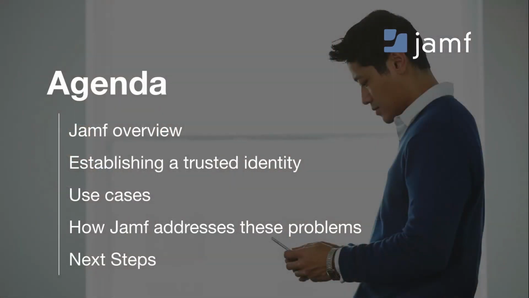And here's our agenda for today. I'll give a very brief overview of Jamf. I do want to talk about establishing a trusted identity, because that is at the heart of what we're trying to do in ensuring Mac compliance with Microsoft Intune and Jamf. It's that pairing of a user identity and device trust. I'll walk through some use cases, just different scenarios to be aware of, really with respect to the types of users of devices and the types of devices. Then I'll go into how Jamf specifically addresses these problems, and that's where we'll dive into the Microsoft Intune and Jamf Pro integration, and we'll follow up with some next steps and Q&A.